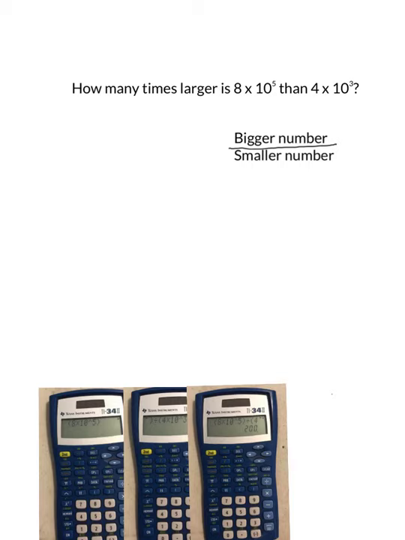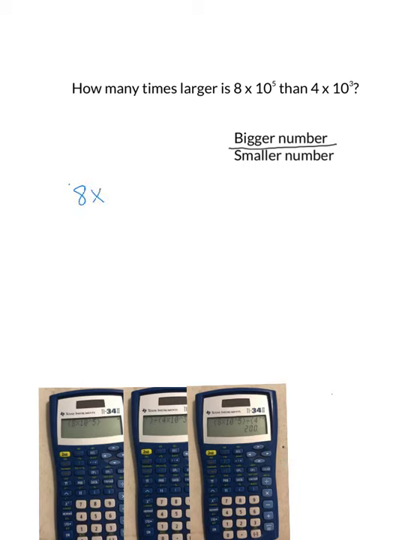To do that, we look at the exponents. We have 8 times 10 to the 5th, and this one over here is times 10 to the 3rd. As we know, the higher the exponent, the higher the number is, if it's positive. So we're going to put the 8 times 10 to the 5th on the top, and 4 times 10 to the 3rd on the bottom. Let's do that and figure out this answer.